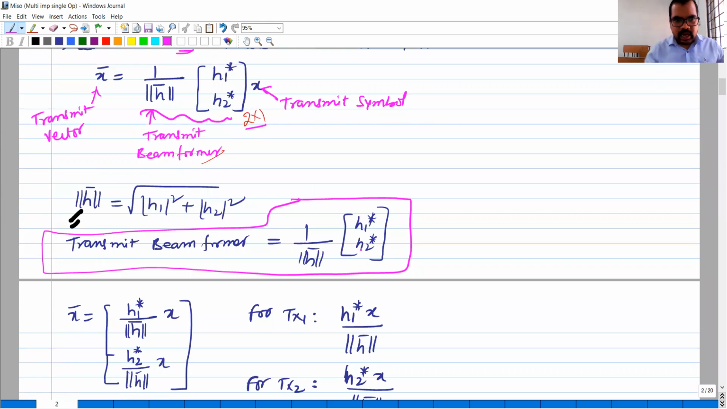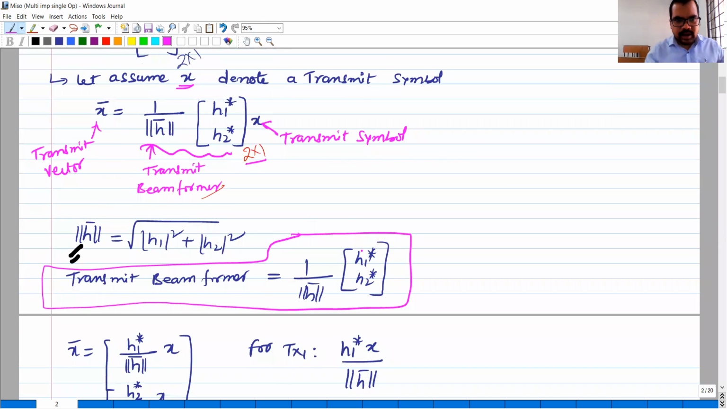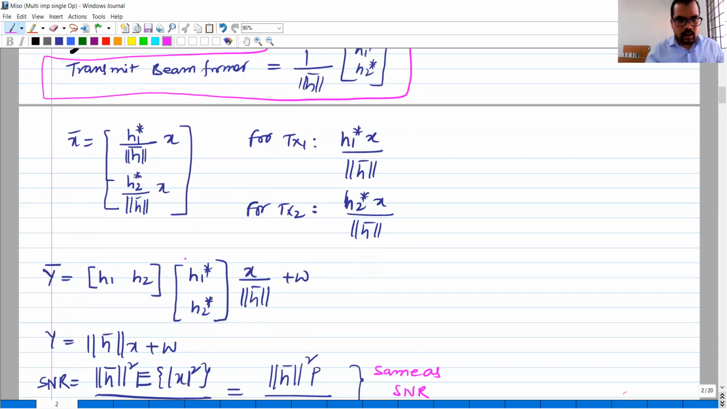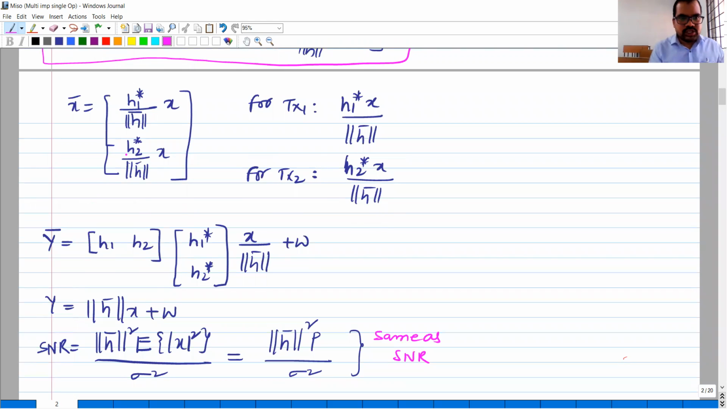Now, I want to expand that one. X bar, the transmitter vector, is equal to H1 conjugate by norm H into X, and H2 conjugate by norm H into X. For transmitting antenna 1, the value is H1 conjugate X by H norm, and for transmitting antenna 2, H2 conjugate X by H norm.